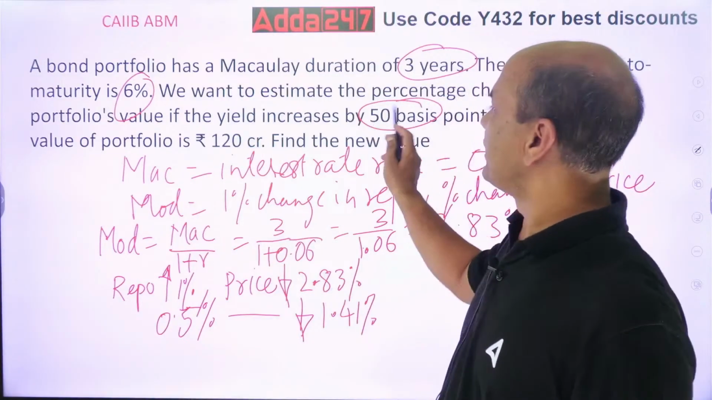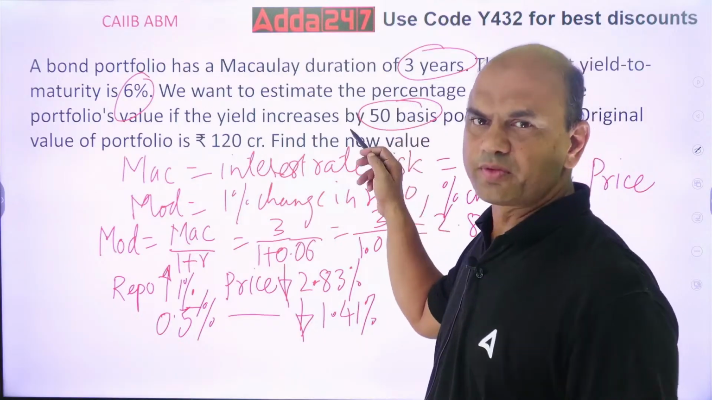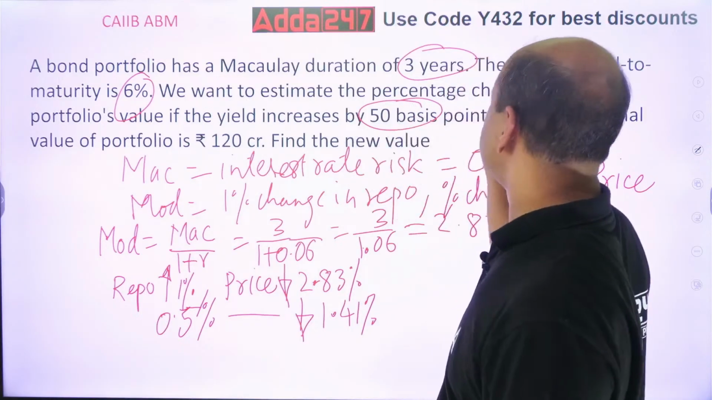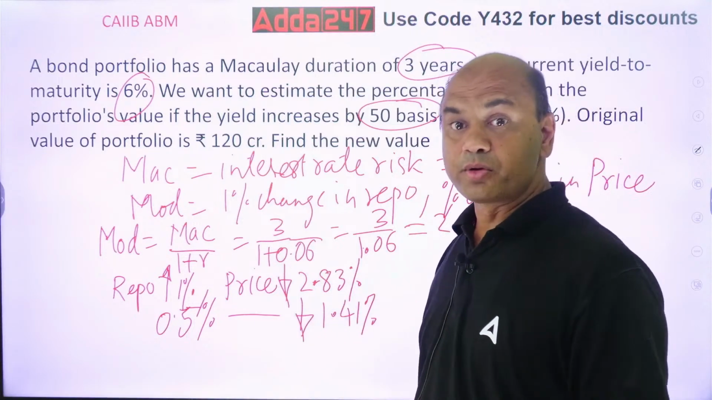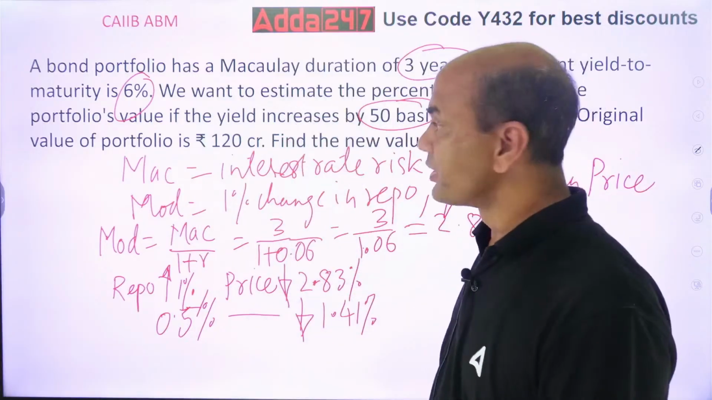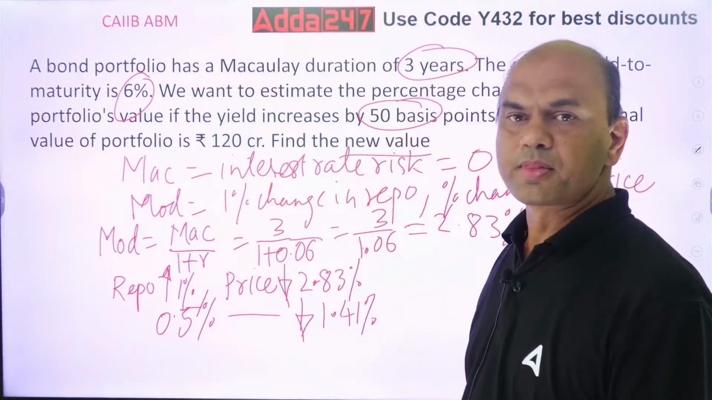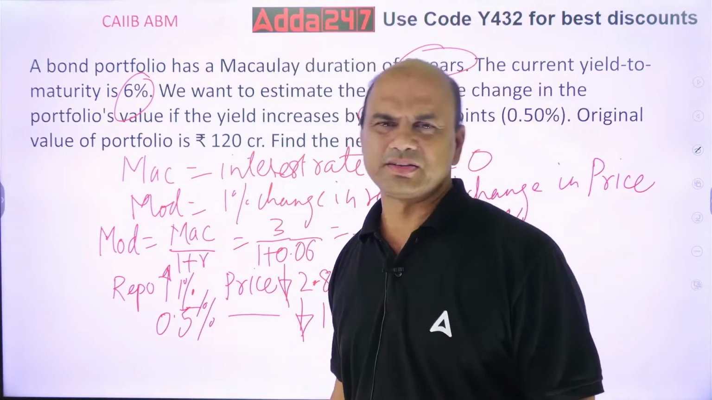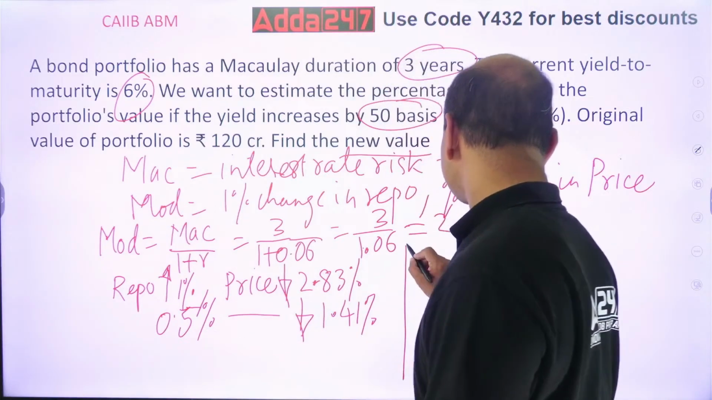So first question which is asked is this only. If my yield changes by 0.5 basis points or 50 basis points, 0.5%, then percentage change in the portfolio will be 1.41%. But you are having one more question in this. See, there are two questions involved in this. One is this, and second is find a new value. So now what is the new value? See, now this calculation is very simple.